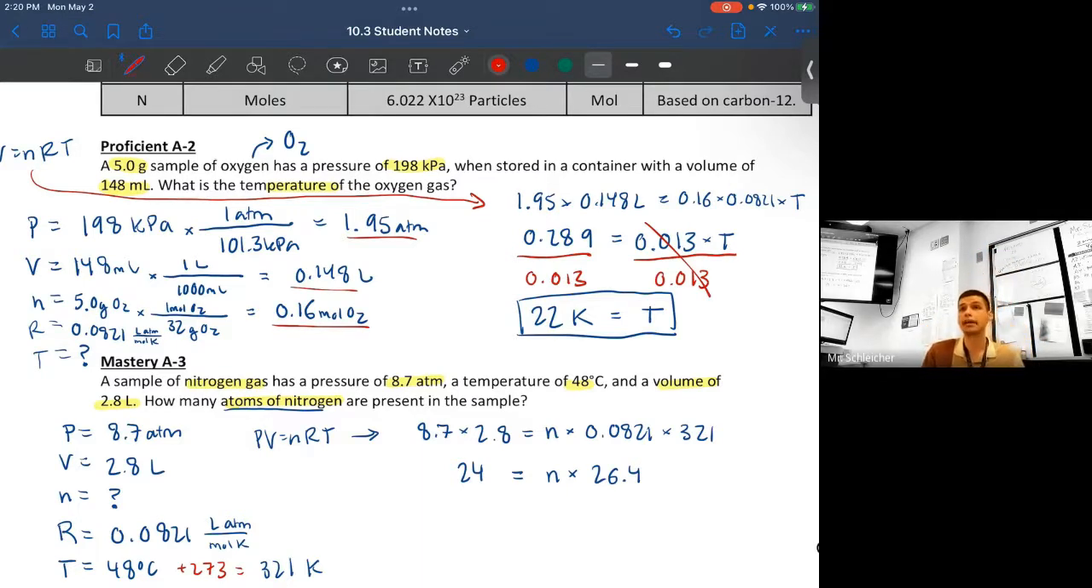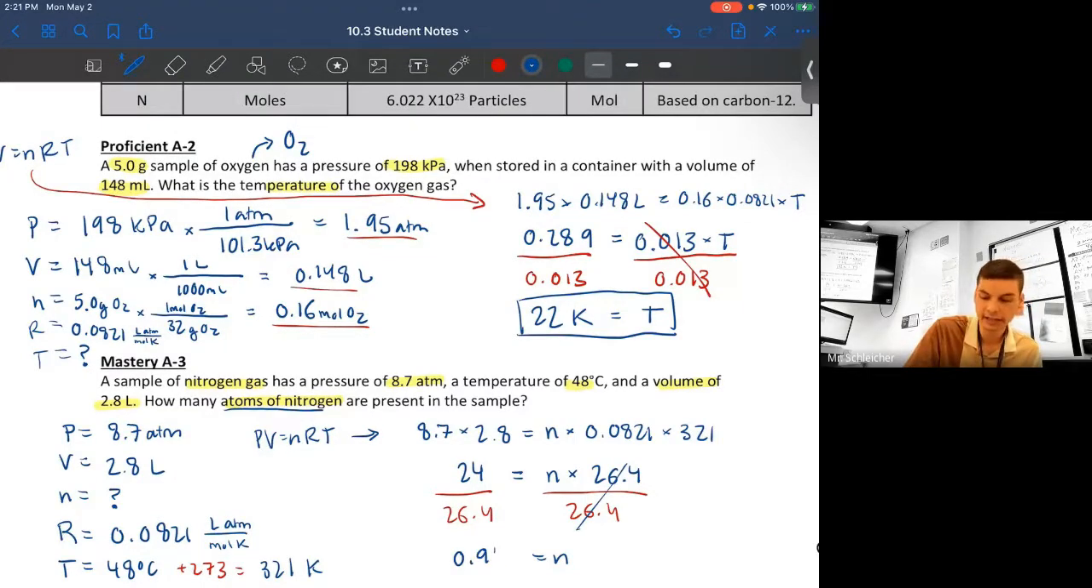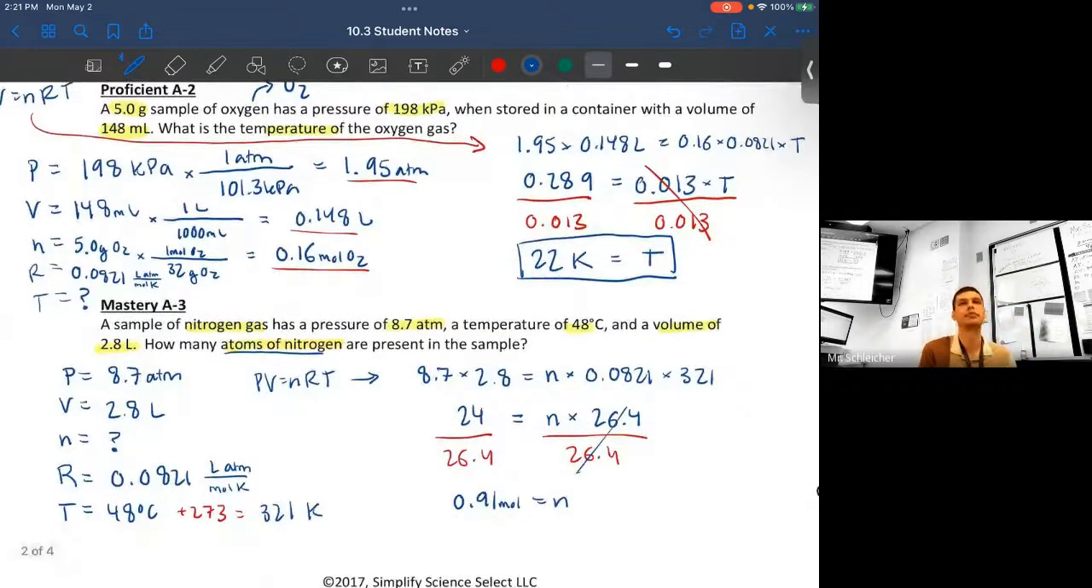So I do want to get N all by itself. Since it's currently being multiplied by 26.4, I want to divide both sides by this 26.4 to get N all by itself. And I get, let's see, the right side cancels. The left side I have to calculate. So 24 divided by 26.4 gets me something like 0.91 moles of this nitrogen gas. Okay, so I'm closer to solving this problem.